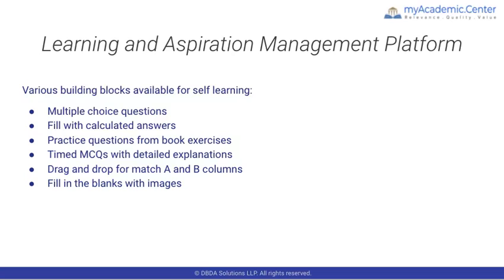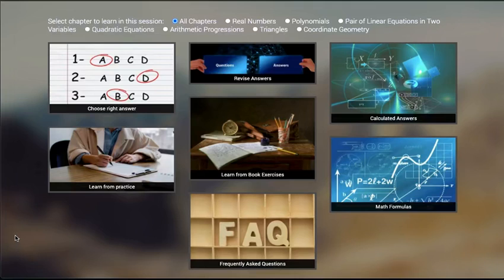We'll also show drag and drop for matching columns like A and B with the drag and drop options. We'll also show where images make sense with a drag and drop of filling the image with the right answers that we have for a student to learn on their own. We will have multiple choice questions, revise the answers with question answers on a flip card.